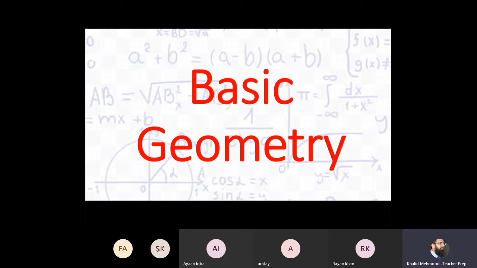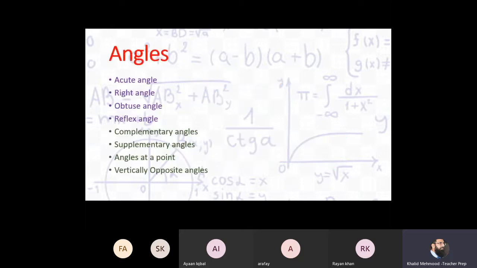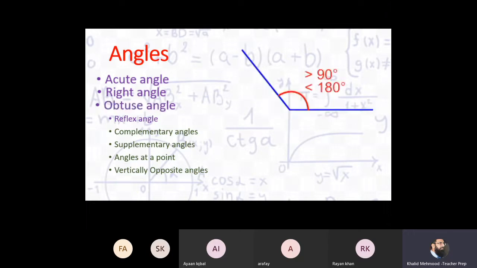What is inside basic geometry, the basic concepts. First we will be discussing acute angles. Acute angles are those angles which are less than 90 degrees. And about right angles: right angles are those which are exactly 90 degrees. And obtuse angles are those which are more than 90 but less than 180 degrees.